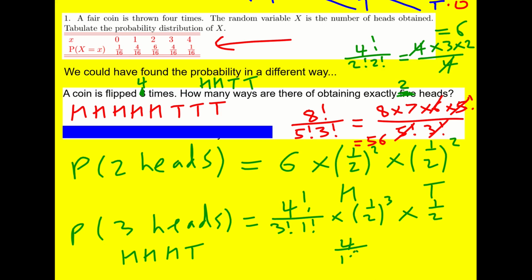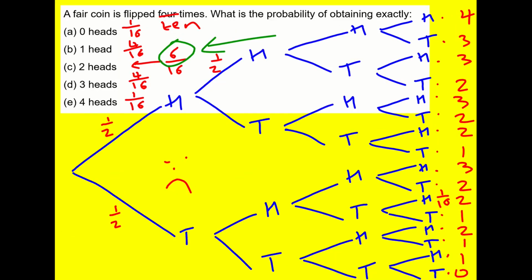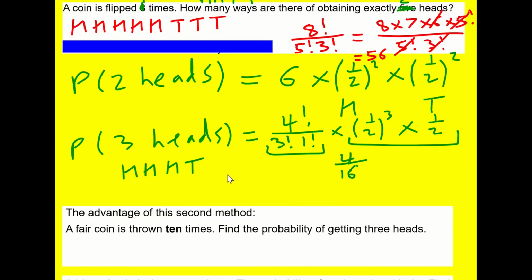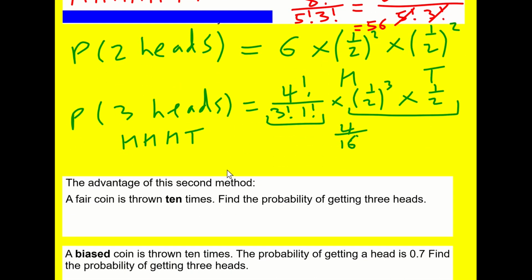So I'm hoping I've convinced you of how great this is. We don't want a tree diagram. We can just use the idea of permutations and the fact that we essentially have a tree diagram. The tree diagram is there in our mind. This is us multiplying along the branches. This is us finding out the number of branches that are the same. And this is why it's advantageous.